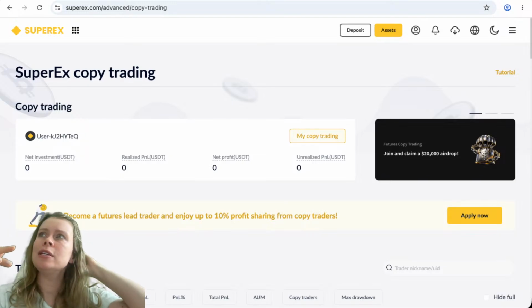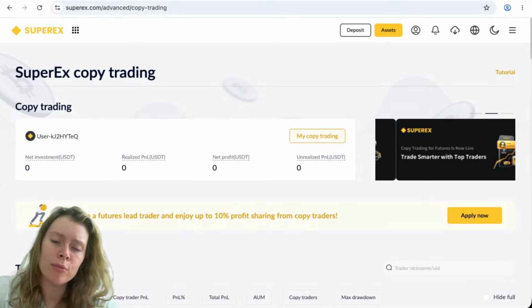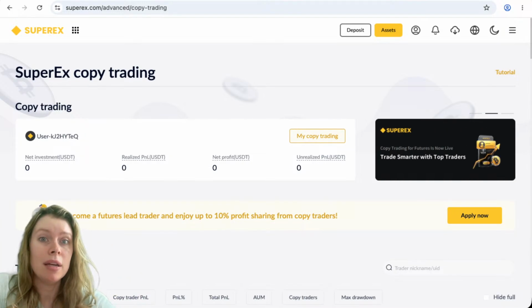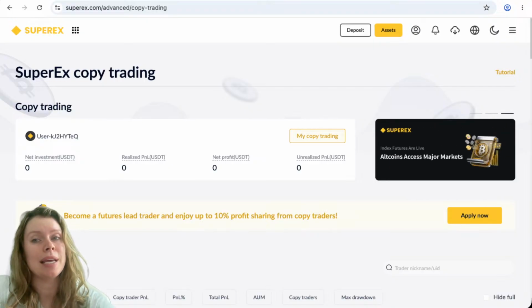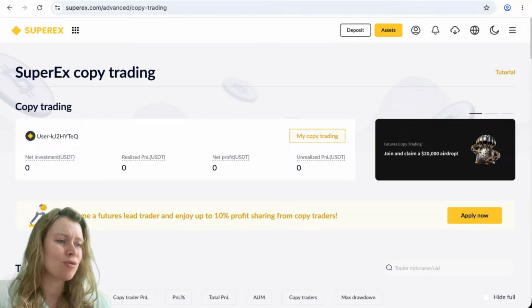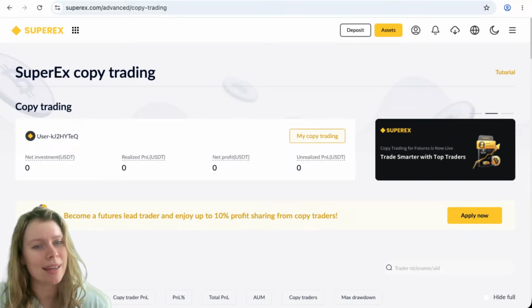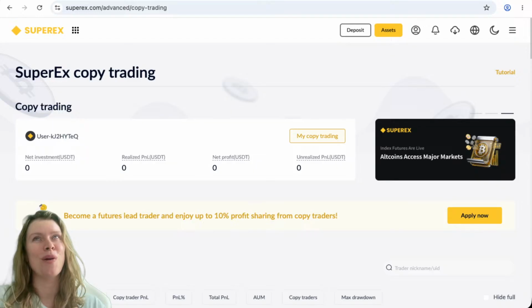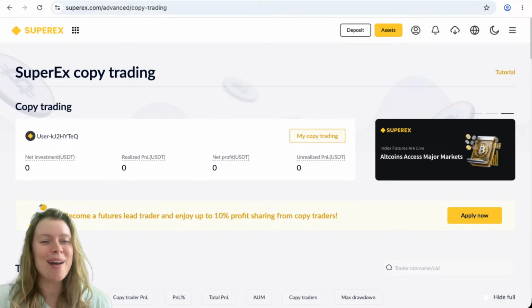It's free to the point that the platform's not taking anything off me, but the person that I'm copying will take a percentage of my profit. I think that's a pretty good trade, because remember, if you lose, you're not going to lose anything outside of what you've lost. If that makes sense.